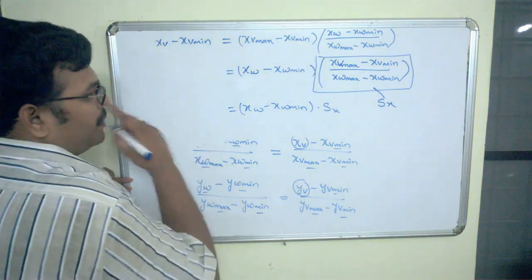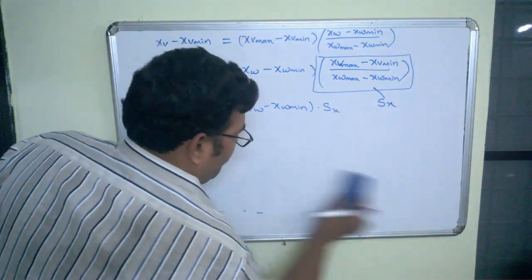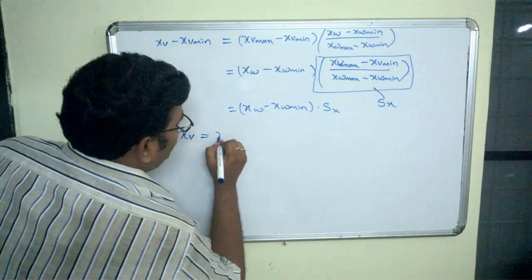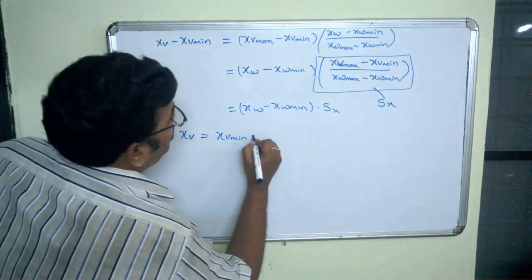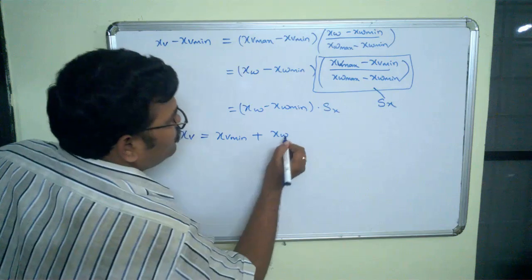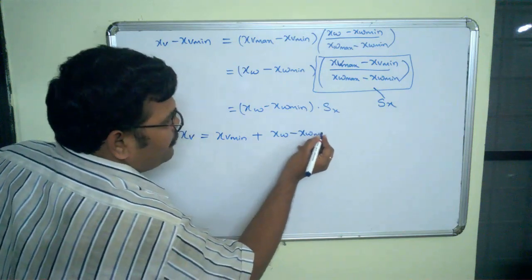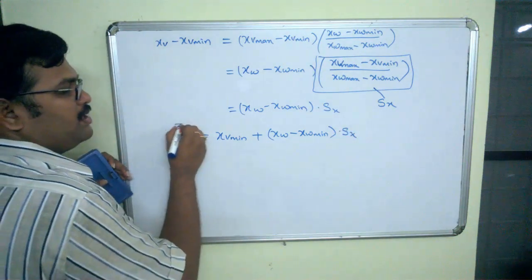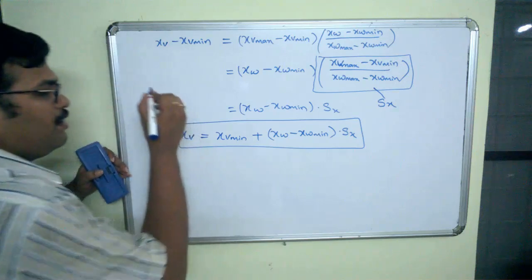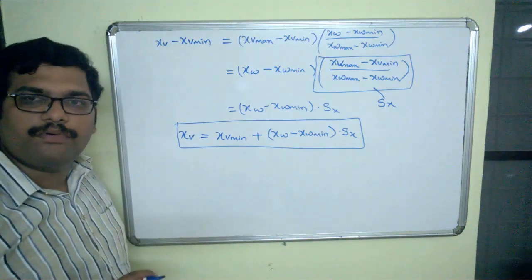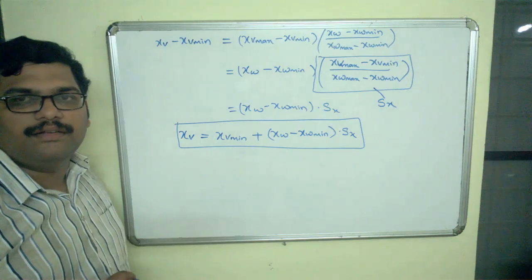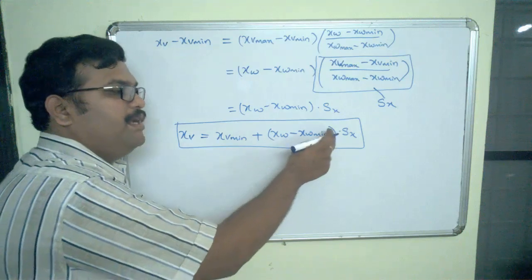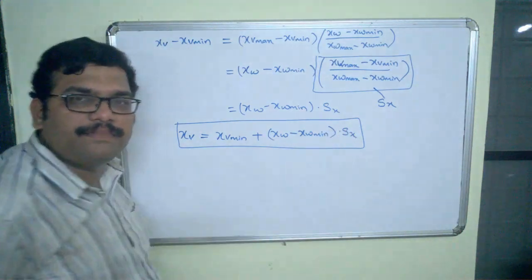And here xv is equal to, moving to the other side, xv minimum plus xw minus xw minimum into Sx. So this is the formula for finding the viewport coordinate with respect to the x-axis. So xv is equal to xv minimum plus xw minus xw minimum into scaling factor Sx.